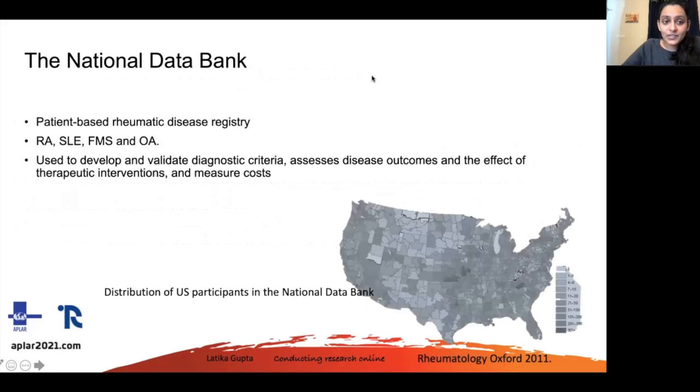The National Data Bank is one of the prototype patient-based rheumatic disease registries, which primarily included patients with RA, lupus, fibromyalgia, and osteoarthritis. And this was established way back in the 1970s and has since then been used to develop and validate diagnostic criteria, assess disease outcomes, and the effect of therapeutic interventions and measure costs. Now, the Wolfe criteria for fibromyalgia were also developed out of this data bank, further reiterating the power of such open access data sets.